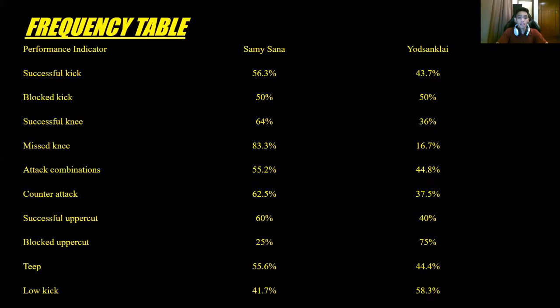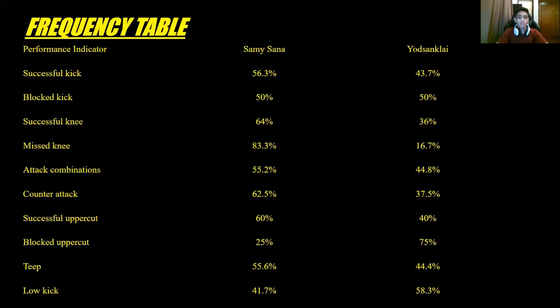But in block uppercut, Yod Sang Klai's blocking is way higher than Semi Sana's, with 75% over 25%. This is because, as you can see in the video, Yod Sang Klai had more uppercut attempts than Semi Sana, but due to his only single attacks or punch combos, Semi Sana could easily predict and defend it.